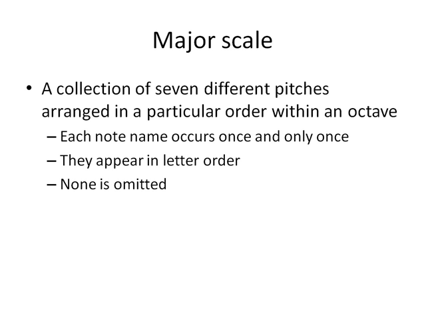A major scale is a collection of 7 different pitches arranged in a particular order within an octave. Each note name occurs once and only once. They appear in alphabetical order, and none is omitted.